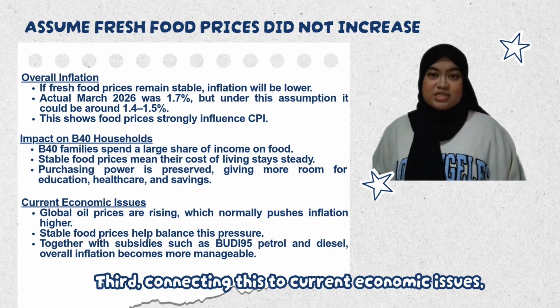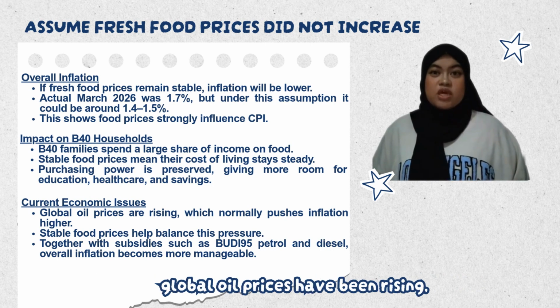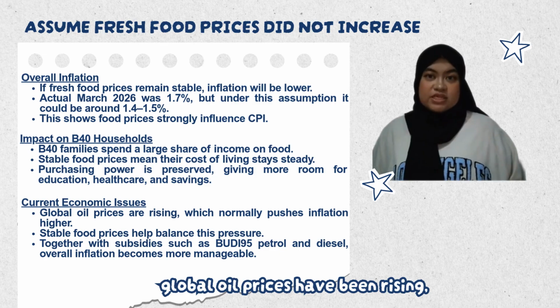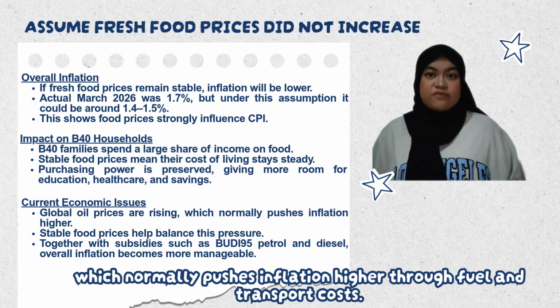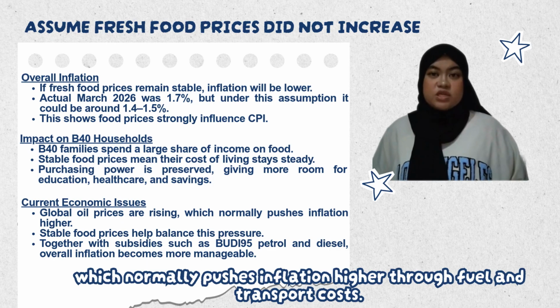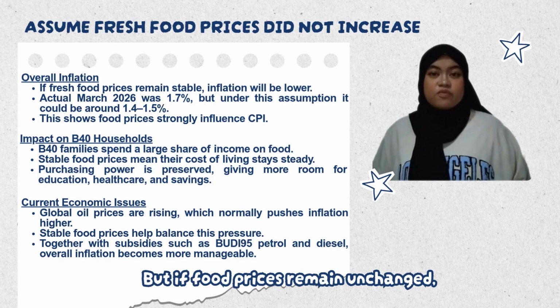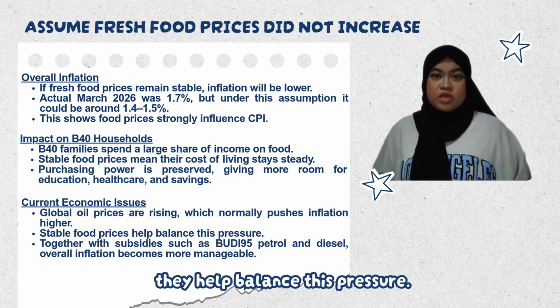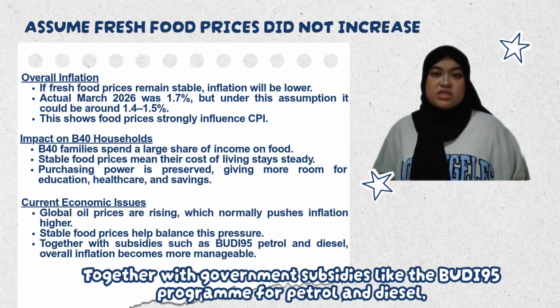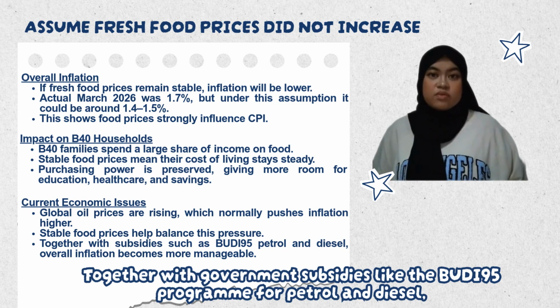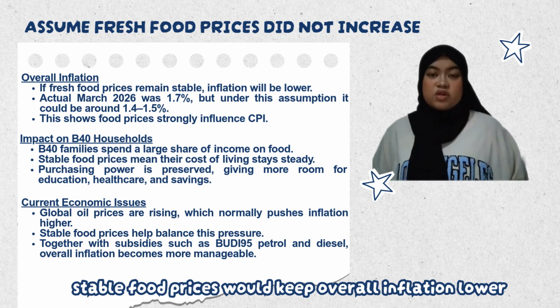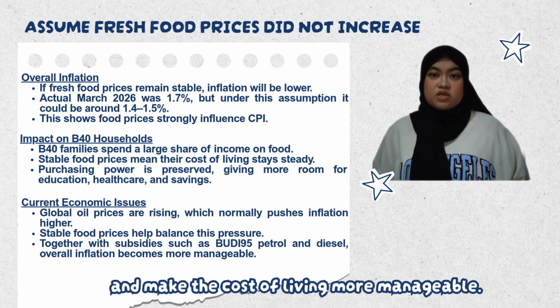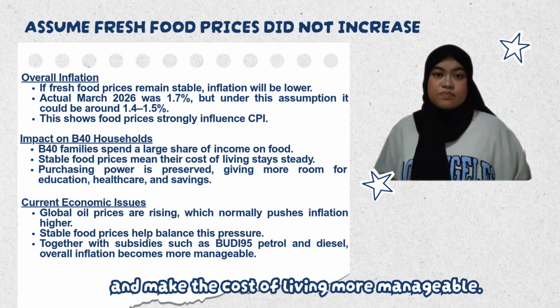Third, connecting this to current economic issues, global oil prices have been rising, which normally pushes inflation higher through fuel and transport costs. But if food prices remain unchanged, they help balance this pressure. Together with government subsidies like the Budi 95 program for petrol and diesel, stable food prices would keep overall inflation lower and make the cost of living more manageable.